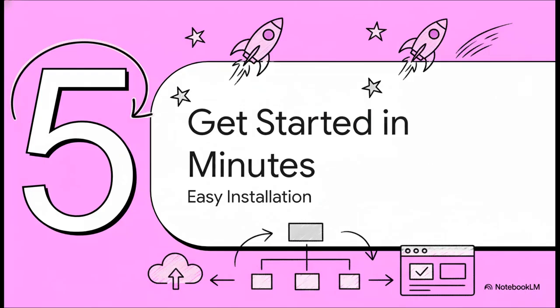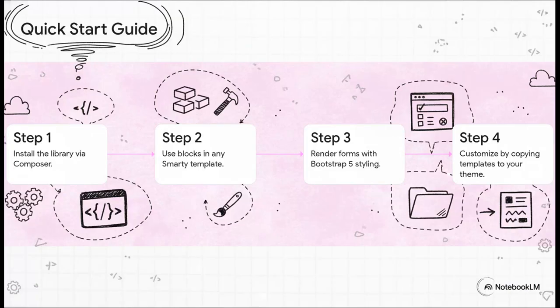So, you've seen how powerful this is. The next logical question is, okay, how hard is it to actually get started? And the answer is it's incredibly easy. Look, this is the entire process right here. You install it with Composer, you start including blocks in your templates, you wrap your forms in the render function, and if you ever need to make changes, you just copy a template file into your theme to override it. It's a 4-step process to a completely modernized site.